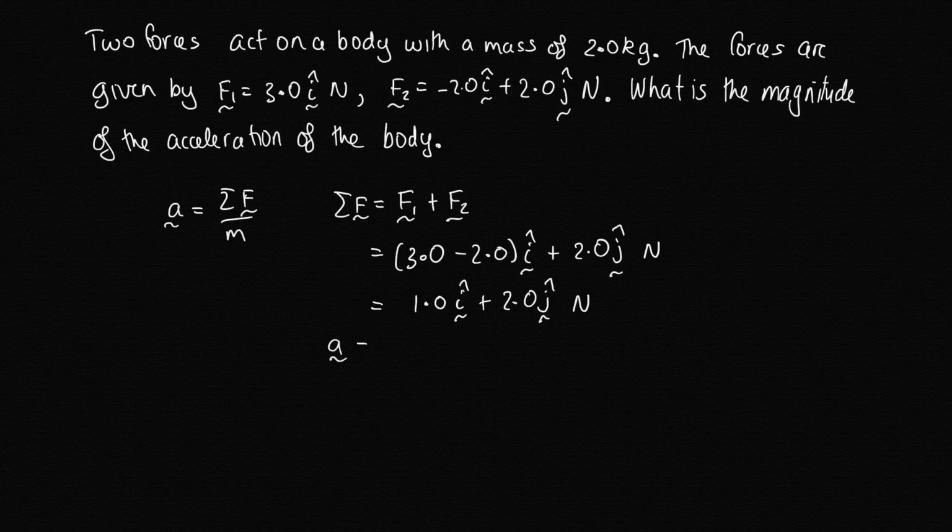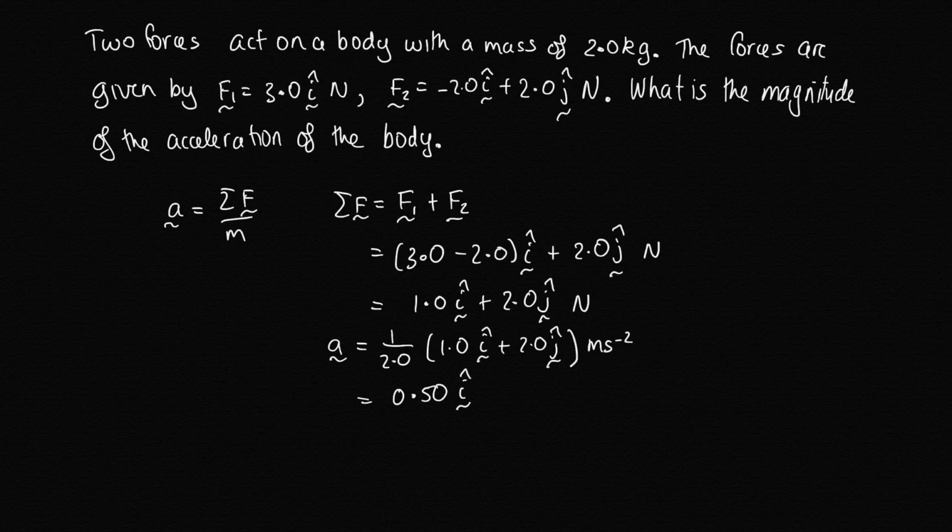The acceleration is equal to the sum of the forces divided by the mass. So we've now got 1 over 2.0, that's 1 divided by the mass, times 1.0 i plus 2.0 j. And now we're dividing newtons by kilograms, so that'll give us meters per second squared. So this is equal to 0.50 i plus 1.0 j meters per second squared. So we've now found the acceleration in unit vector notation, but it's asked us for the magnitude of the acceleration. So now we need to convert this to a magnitude.